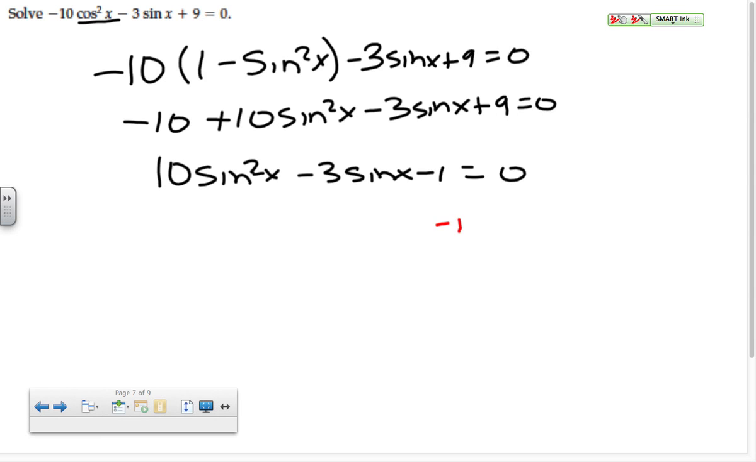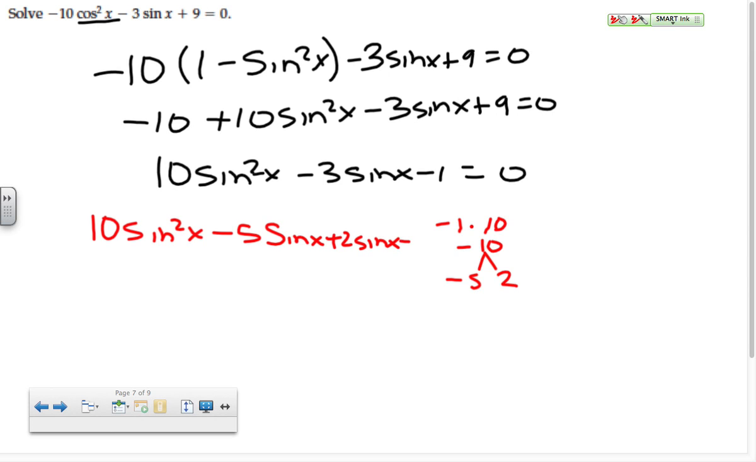So this is negative 1 times 10, which gives me a negative 10. What multiplies together to give me negative 10 and adds together to give me negative 3? That's going to give me a negative 2. Sorry, wrong way. Negative 5, positive 2. Now I'm going to rewrite: 10 sine squared x minus 5 sine x plus 2 sine x minus 1.